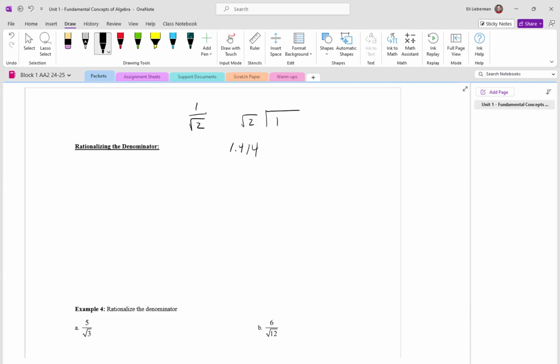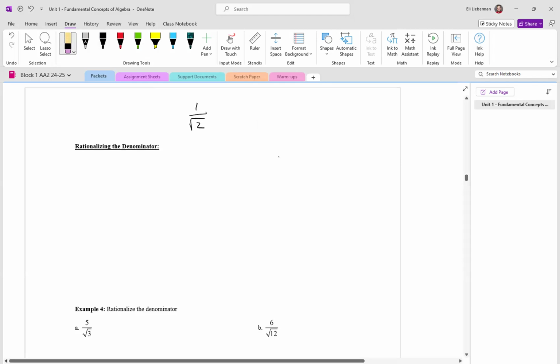But how many times does 1.414 go into 1? It's not quite clear, is it? Or even 10? How many times does it go into 10? So to make the work easier, they rationalize the denominator by doing what to the top and bottom specifically? Yeah, multiplying top and bottom by this.